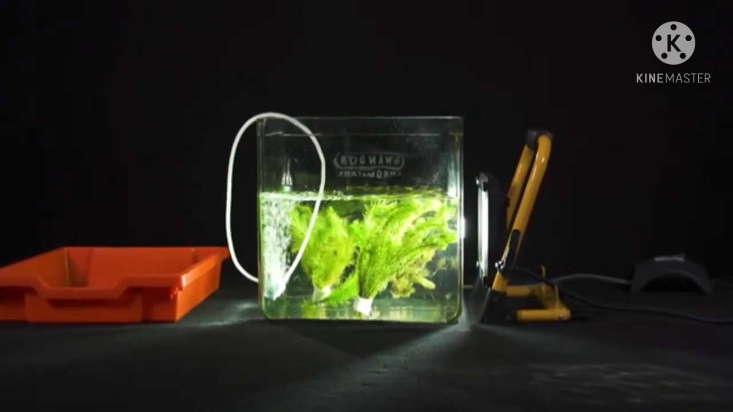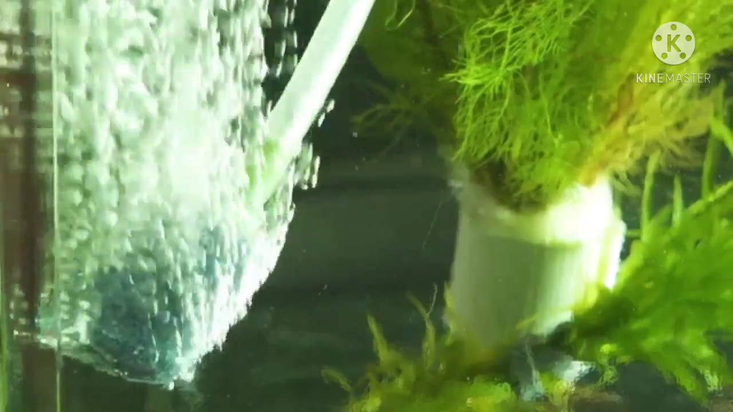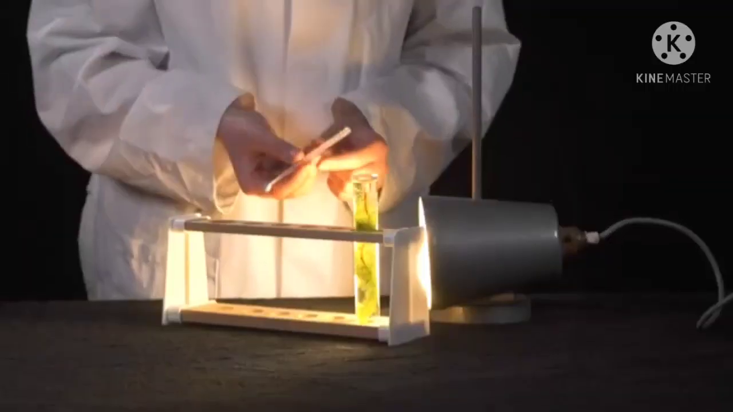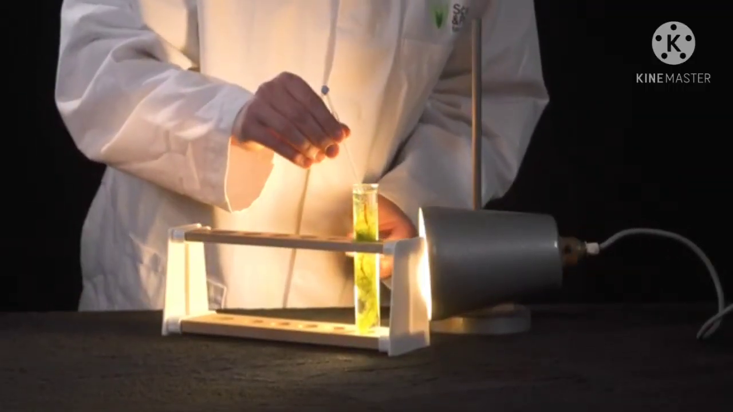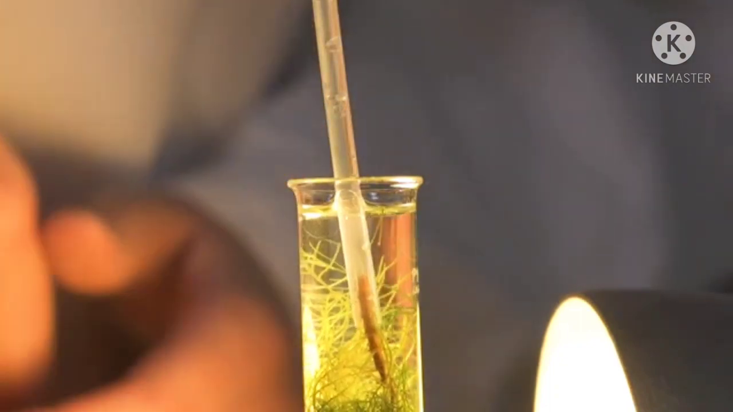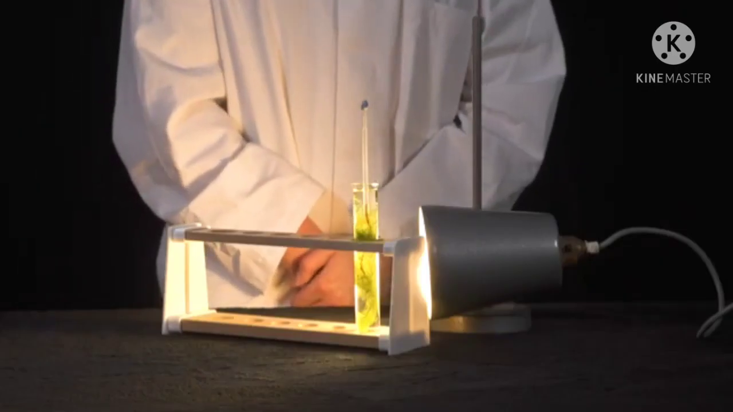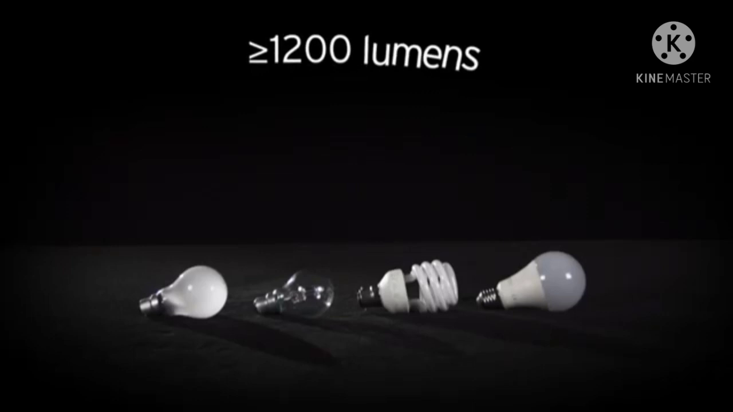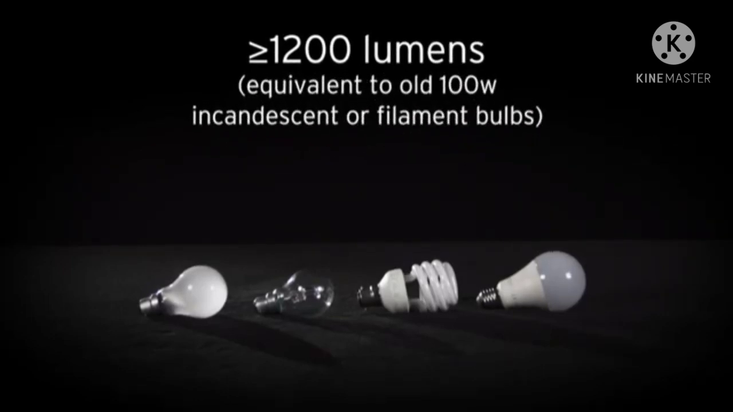Pondweed should be in a brightly lit, aerated tank at room temperature well before the practical starts. This means that it is already photosynthesizing when it is removed from the tank and placed in the experimental setup. For all photosynthesis practicals, lighting is key. Here at SAPS, we recommend using light bulbs brighter than 1200 lumens, which is equivalent to a 100-watt incandescent or filament bulb, for all photosynthesis practical work.